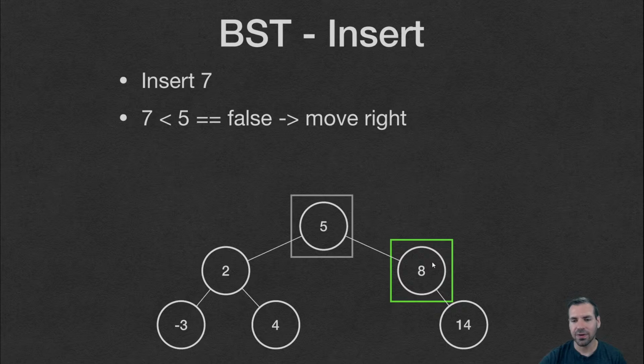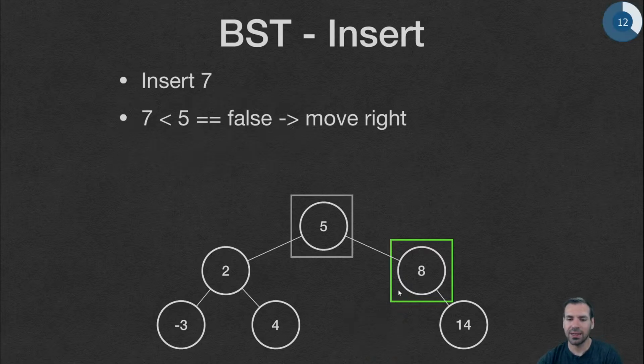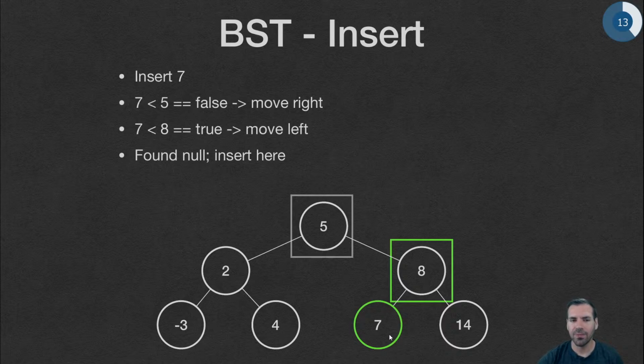Start the process over. So at this node, we're going to say, does the value I'm trying to insert come strictly before this node according to your comparator, which is less than in this case? We get true, 7 less than 8 in this case. So we're thinking left, we're looking left, we find null, there's nothing over to the left, so we found a home for 7.